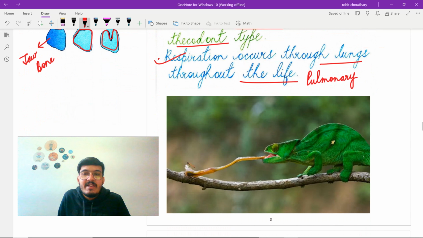So this is the diagram of chameleon and this is the protrusible tongue. This protrusible tongue can be extended and thrust forward.